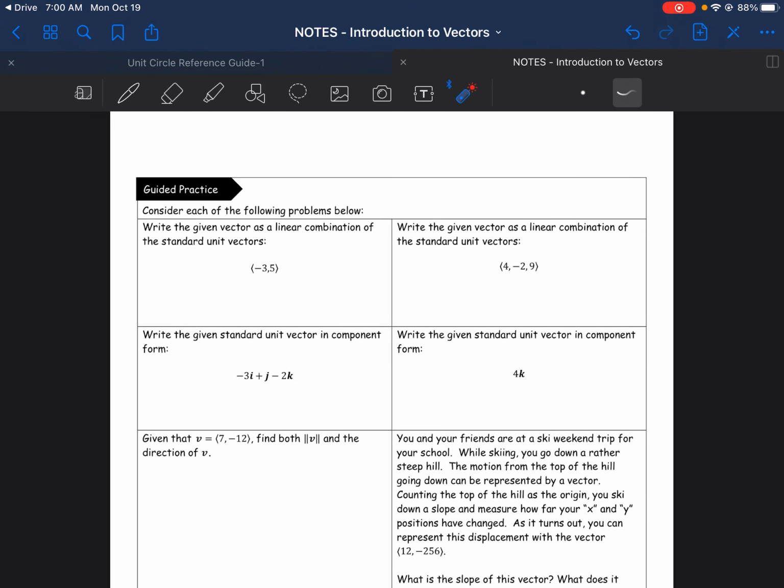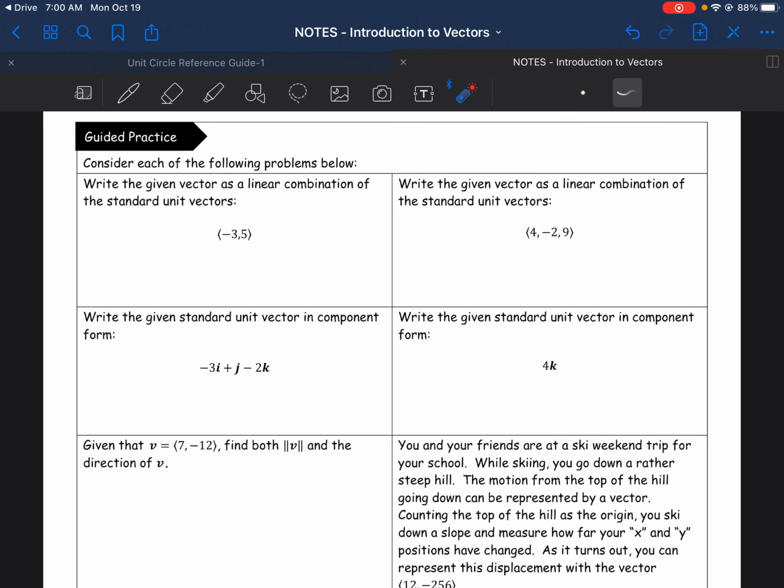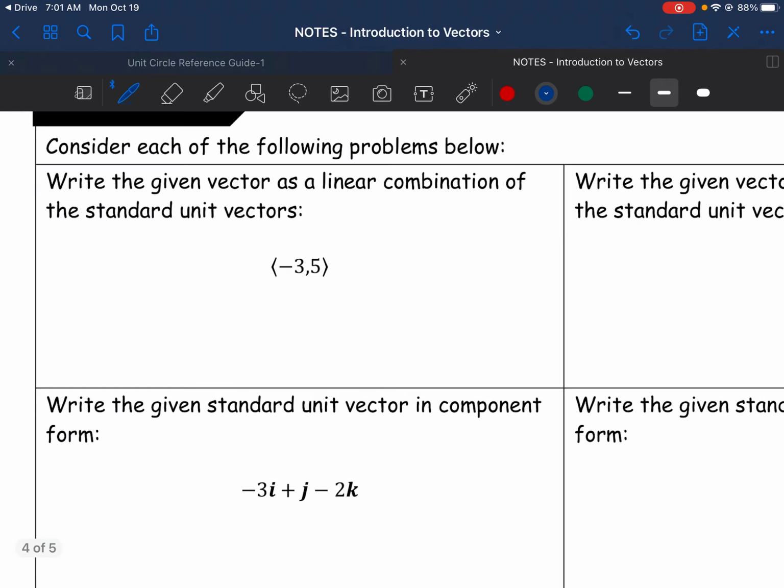So let's try a little bit of mixed practice here. In the first 2 examples, we want to take the given vector and write it as a linear combination of the standard unit vectors. Remember, the standard unit vectors are i, j, and k. So here in our first example, we have the vector <-3, 5>. Again, we know it's a vector because we have these little pointy brackets here. -3 is basically the x component, and 5 is the y component here.